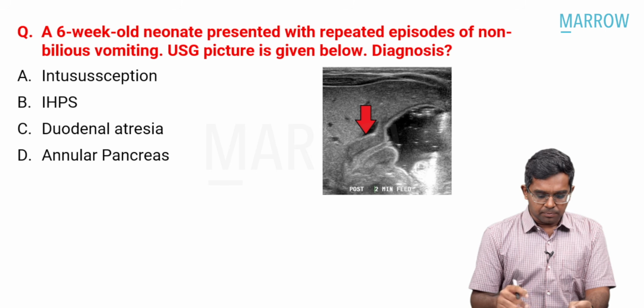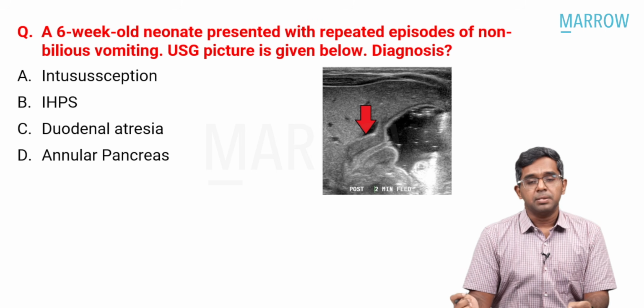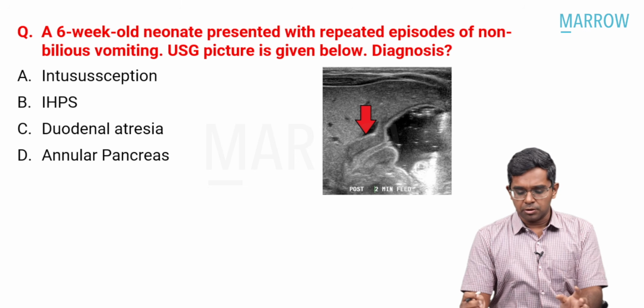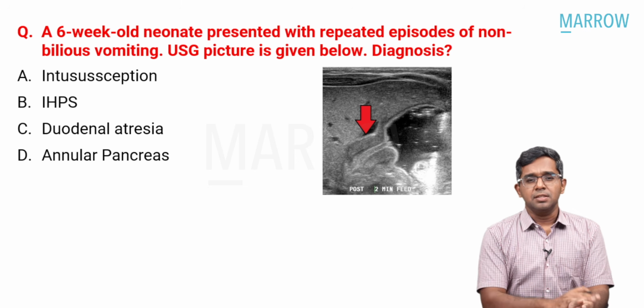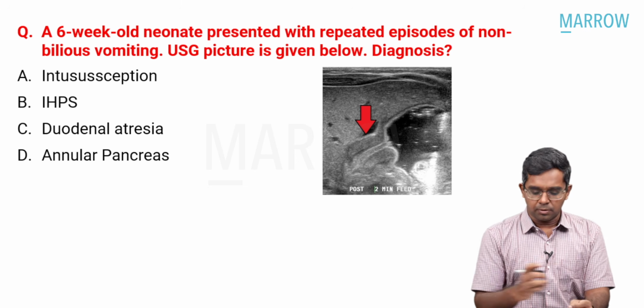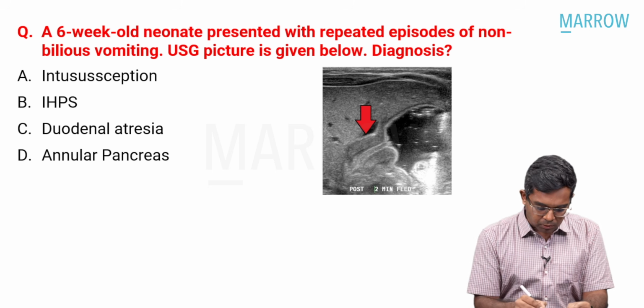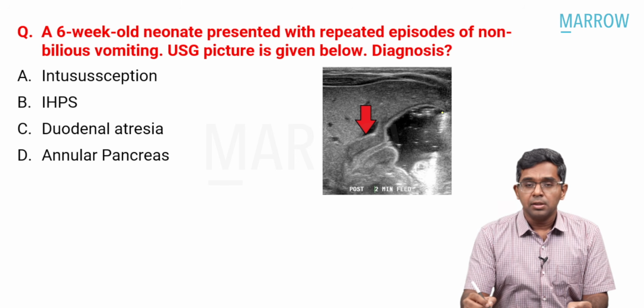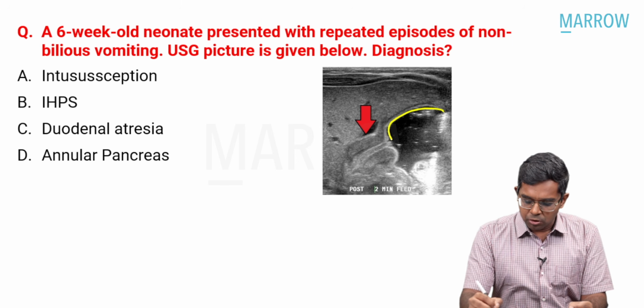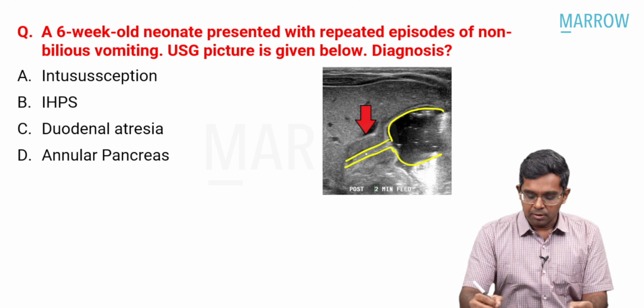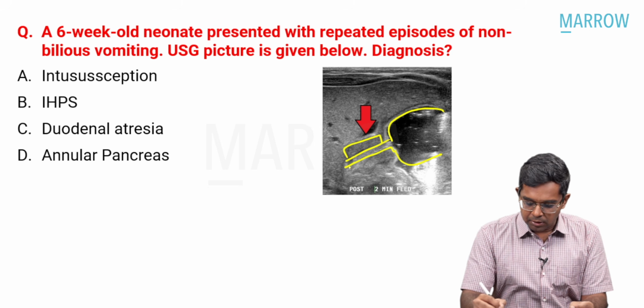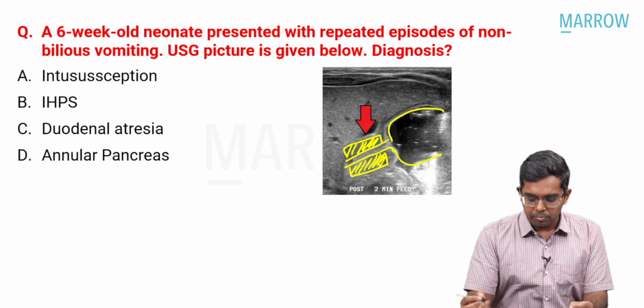Moving on to the next question. A 6-week-old neonate presented with repeated episodes of non-bilious vomiting. Ultrasound picture is shown below. What is the diagnosis? This is one of the frequently asked questions. Okay, right? What is that? You can see that this is the ultrasound showing the stomach outline, and this is the narrowed pylorus channel, and this is showing the thick or hypertrophied pyloric muscle.